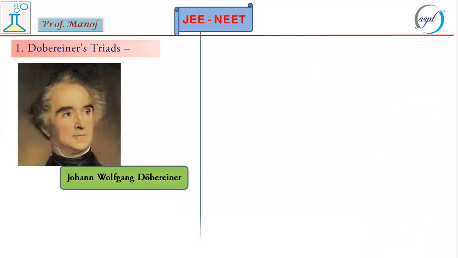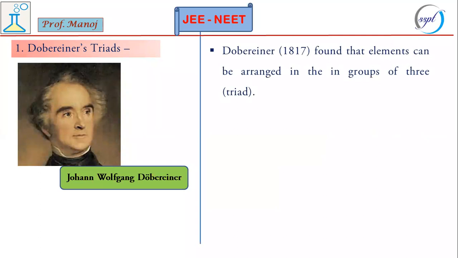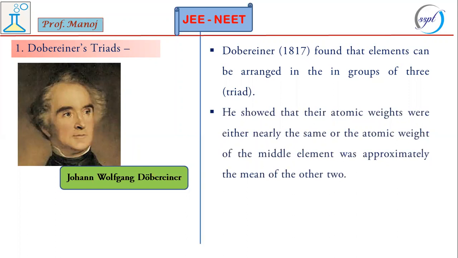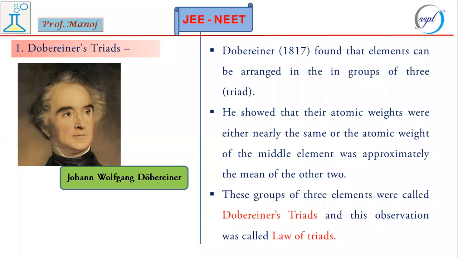First is Dobereiner's triads. As you know, Dobereiner did a kind of a mathematical study with respect to their atomic weights. He made the elements in form of group of three elements, which is called triad. And he found out that atomic weight of the middle element is an average of first and third atomic weight of the elements. These group of elements were called triads, and the law at that time, or the observation, was termed as law of triads. Go through this. Any doubt, you can ask me, or we see the examples after this.